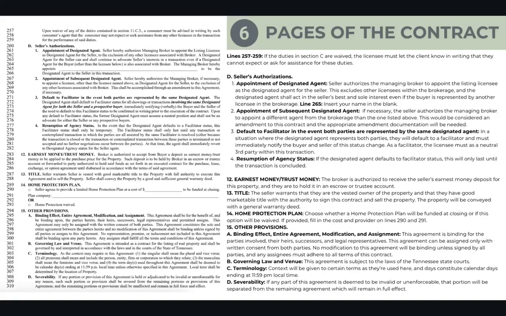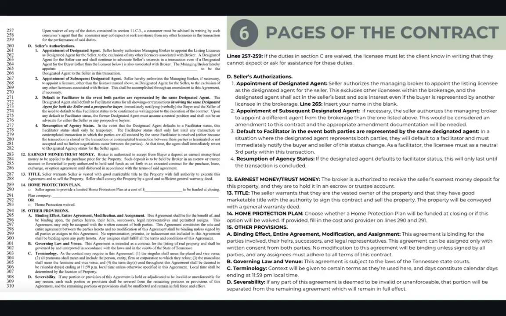Number 2, appointment of subsequent designated agent. So if necessary, the seller authorizes the managing broker to appoint a different agent from the brokerage, and this would be considered an amendment to the contract, and the appropriate documents would be needed.